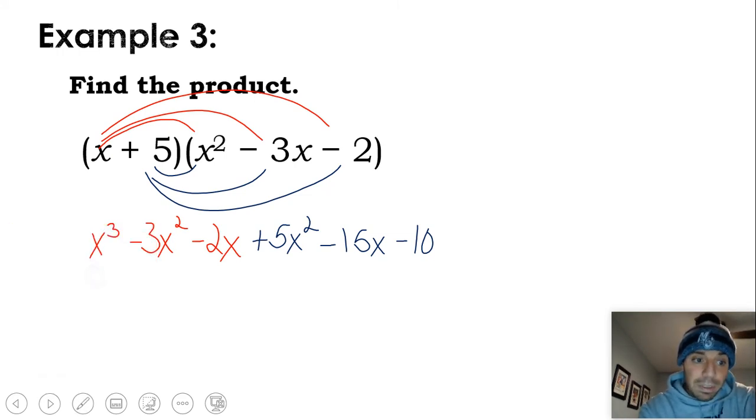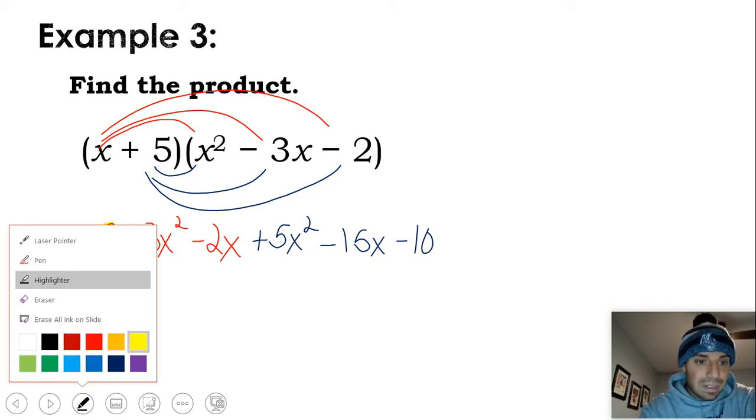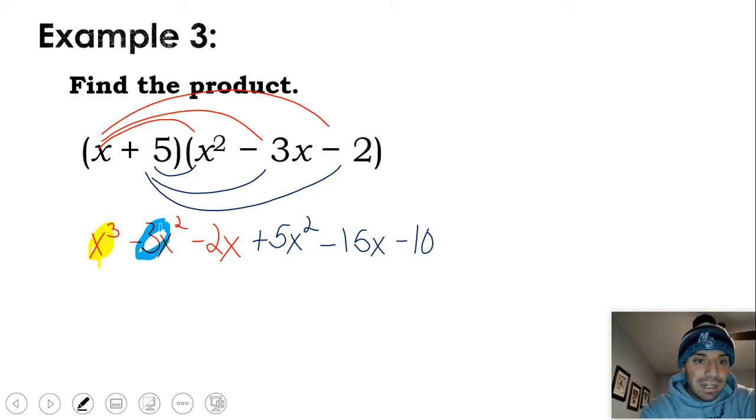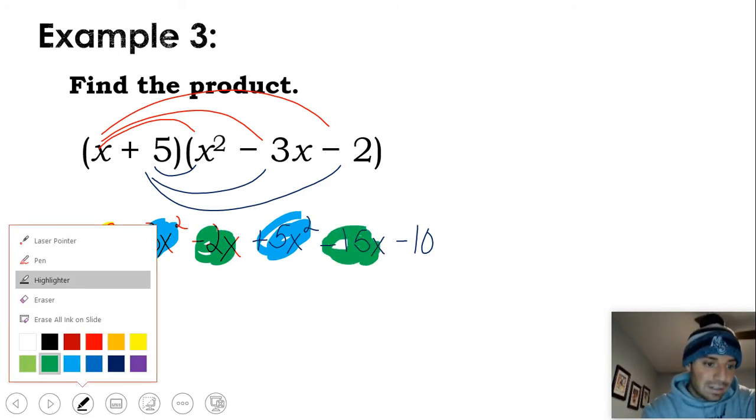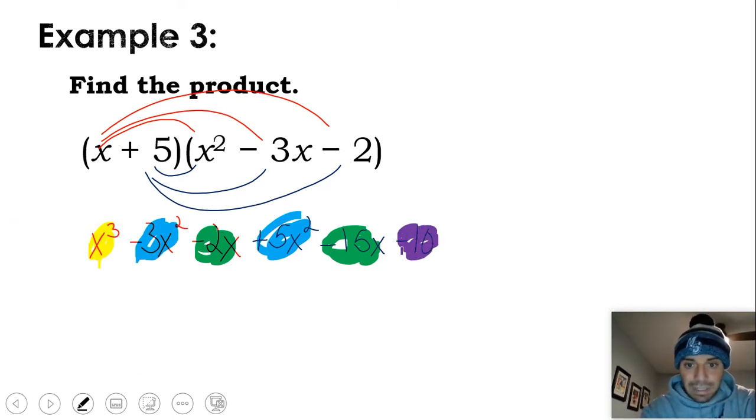The x cubed, I'm looking for like terms. The x cubed doesn't have anything. The negative 3x squared right here can be combined with the positive 5x squared right there. The negative 2x that's right here can be combined with the negative 15x right in here. And the negative 10 that's down at the end doesn't have anything to be combined with, so it's going to stay down there.